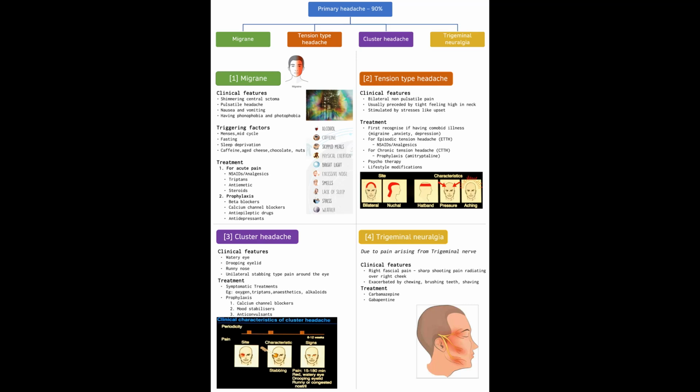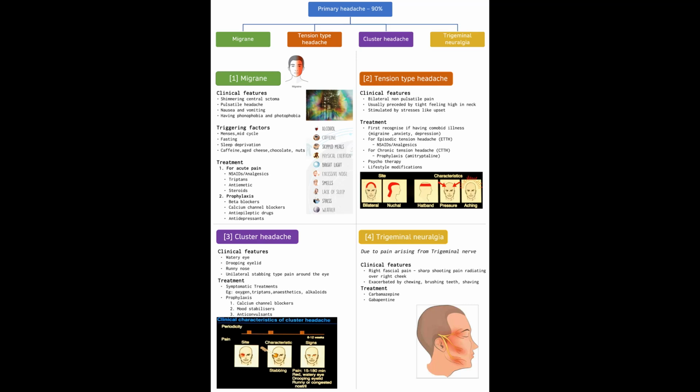So what are the treatments available for tension type headaches? We should first recognize if this patient is having a comorbid illness such as migraine, anxiety, and depression. For episodic tension headaches, we do give NSAIDs as analgesics. For chronic tension headaches, we do give a prophylaxis containing amitriptyline, and also we can give psychotherapy, and we should modify the lifestyle of the patient. The lifestyle modifications are important.